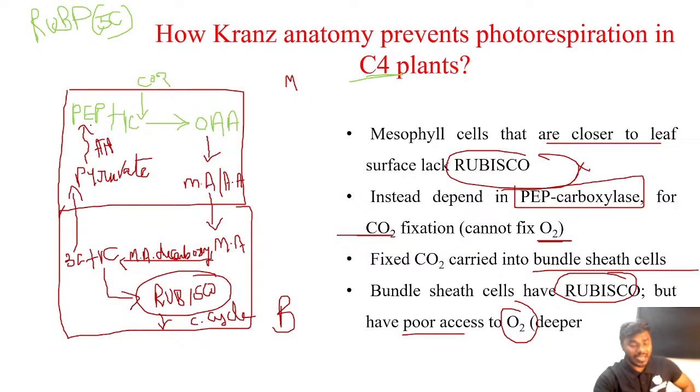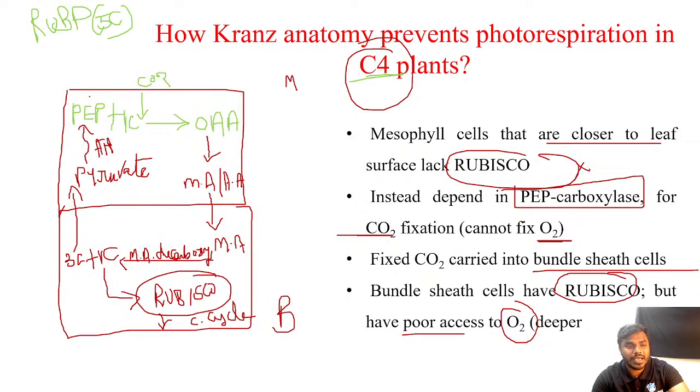Now you only listen. Is there any fixation of oxygen here? No, not at all. Is there any occurrence of photorespiration here? No, not at all. So that's why we can say C4 pathway plants, by using Kranz anatomy, can easily avoid photorespiration. Once again, every one of you pay attention.